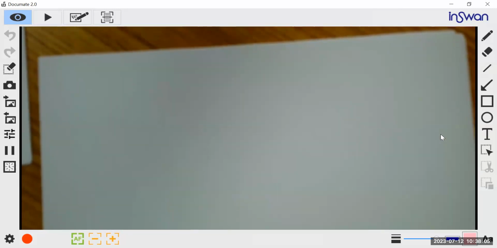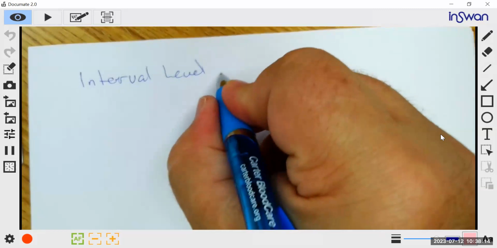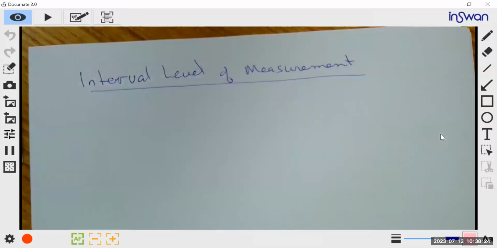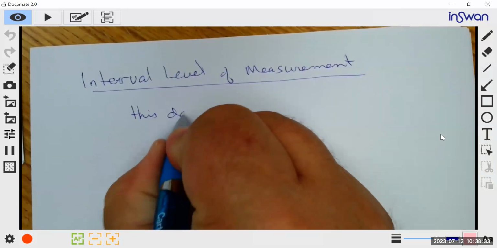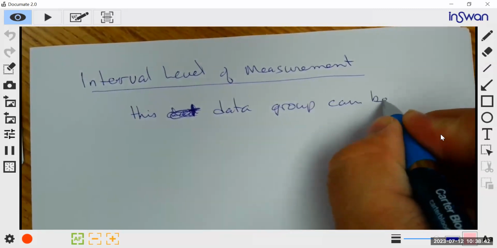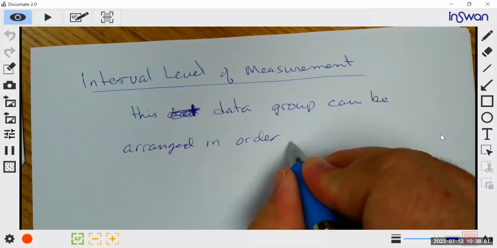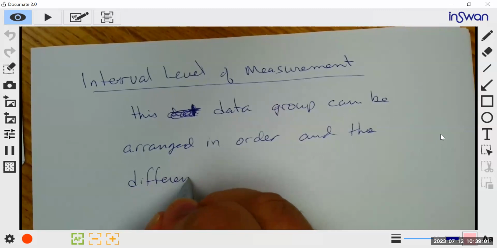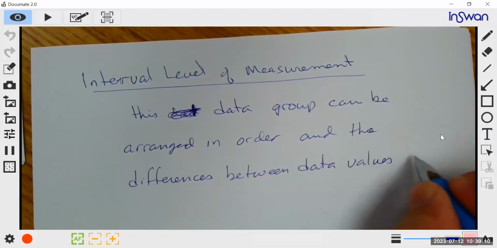And the next one is the interval level of measurement. So these data can be arranged in order, and the differences between data values can be found.